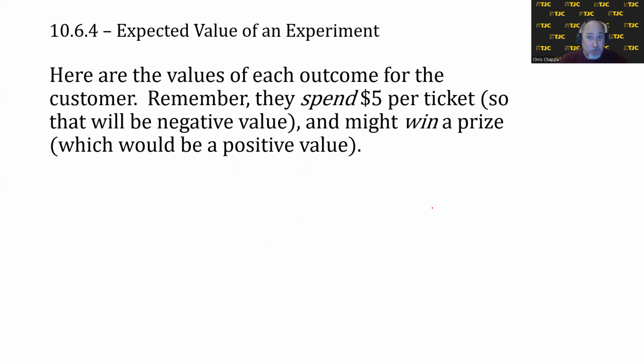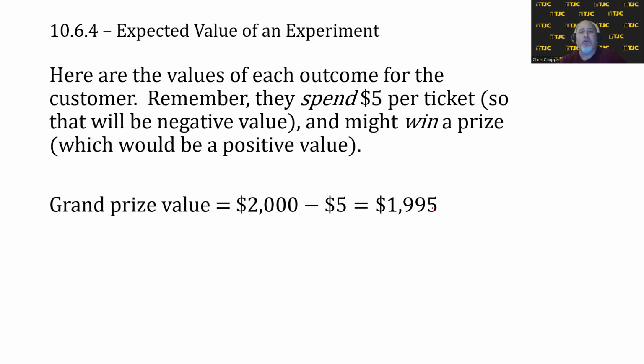From the charity's perspective, when they sold a ticket, the $5 was a positive value. They were taking in $5, and the prizes were a negative value for the charity because they were losing money when they gave those prizes away. The grand prize value for the customer, they win $2,000, but they spent $5, which means the grand prize value of that ticket is $1,995. Think of it as the profit they make after they bought the ticket and won.